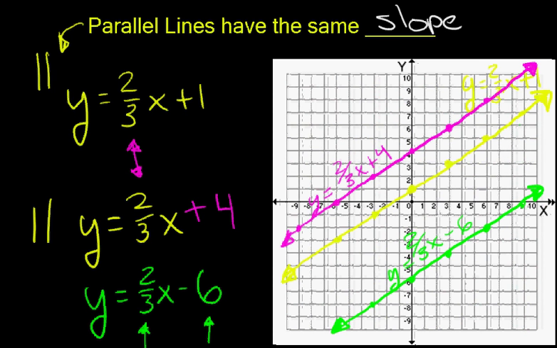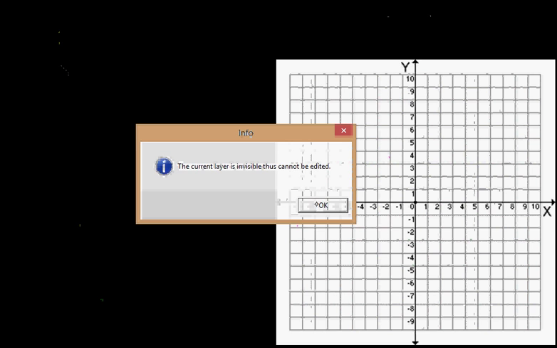So what this looks like. We're going to go back to our equation from the very beginning. Y equals 2/3 x plus 1. I'll graph that again. Let's use a different color. Start at 1. Go up 2 over 3.